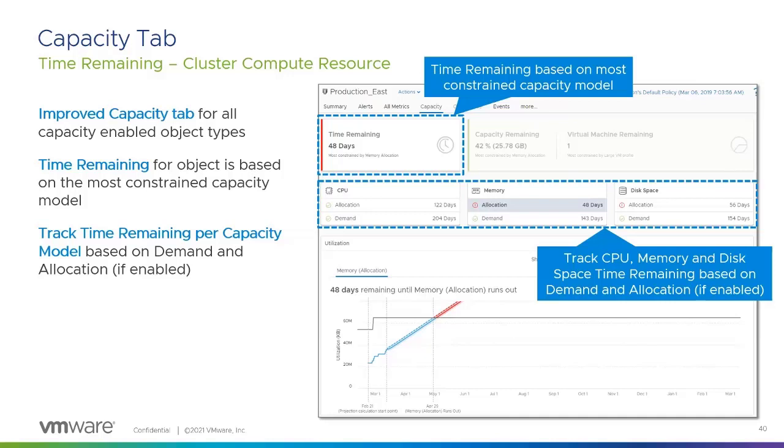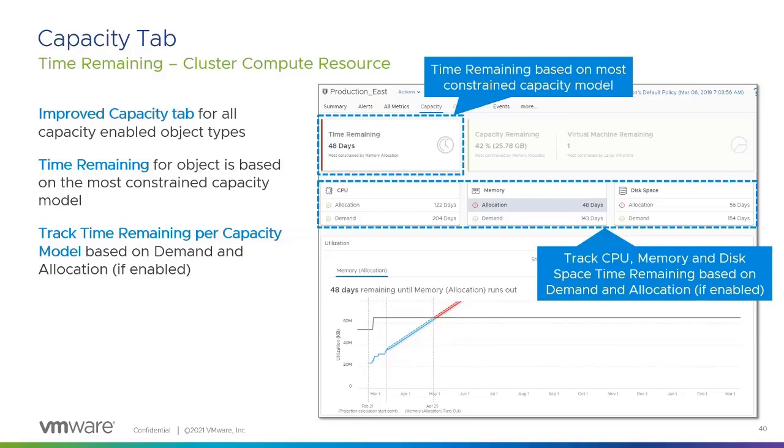out of capacity. But what the system does is it looks at all of the different models that are enabled. So in this particular screenshot, I have CPU allocation, memory allocation, and disk space allocation all enabled. So it's looking at basically all 6 different ways: allocation and demand across CPU, memory, and disk space, and then finding the most constrained resource of those. So you can see this one is memory allocation. I've got 48 days. Because that is the most constrained resource, that is where my time remaining comes from. So hopefully that makes sense.